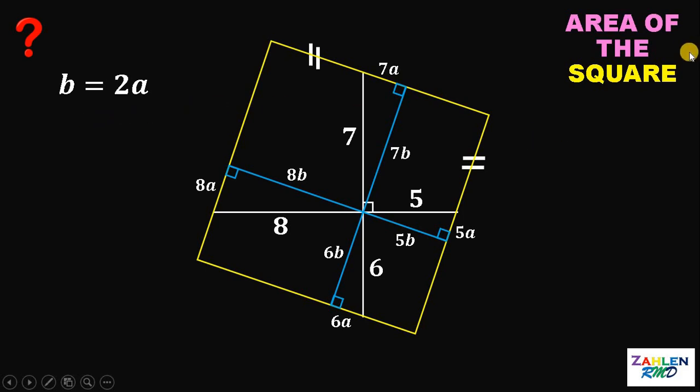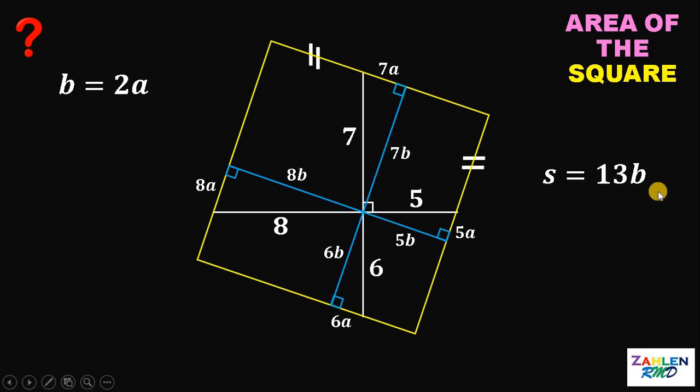But don't forget our goal. Our goal is to find the area of this yellow square. And in order to find the area of this square, we need the length of its side. And what is the length of its side? Now notice that we can measure the length of the side of the square in two different ways. The first one is we can add 7B plus 6B and this will give us 13B. Or we can add 8B and 5B and still we get 13B. So the length of the side of this square must be equal to 13B.